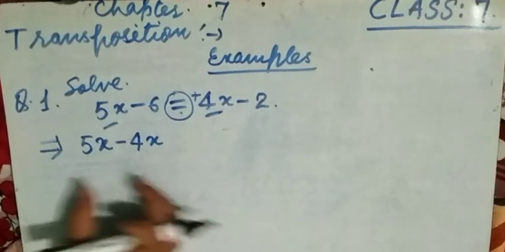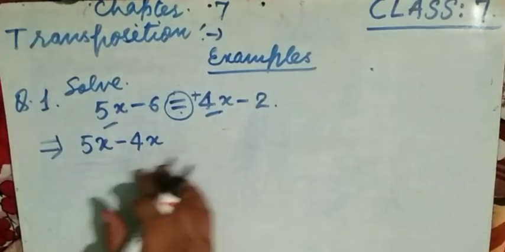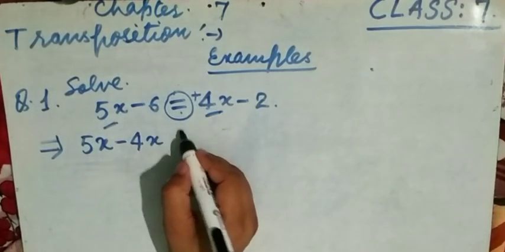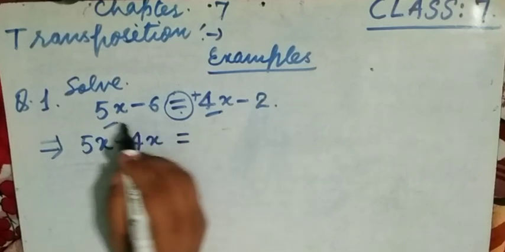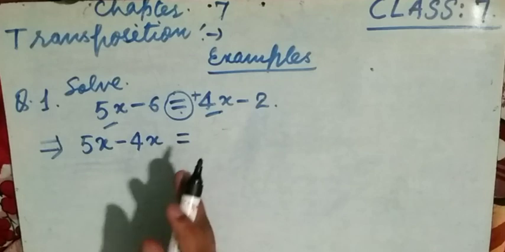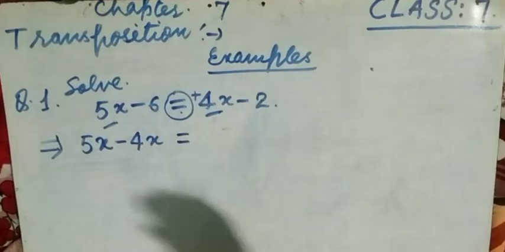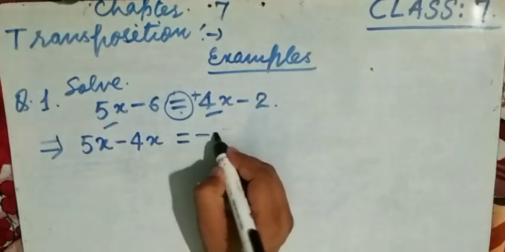So this is the transposition of the terms of this equation. So this is called the transposition. Now here is the equal sign, because we have to find the value of x. That means we put x on the left hand side, and all the other terms should be on the right hand side. So here the minus 2 stays as it is on the right hand side.